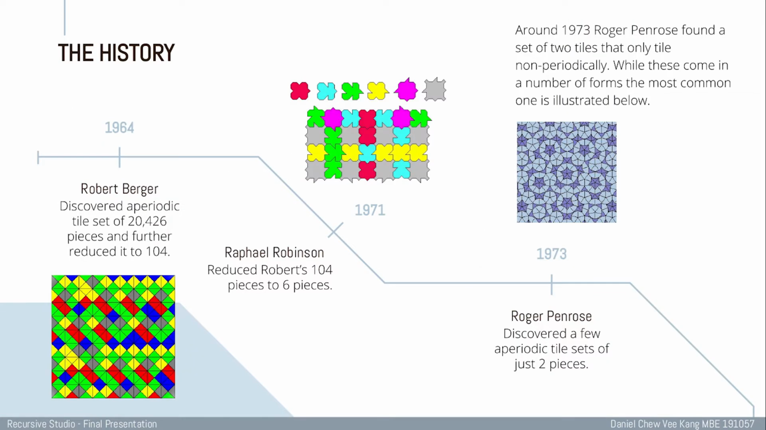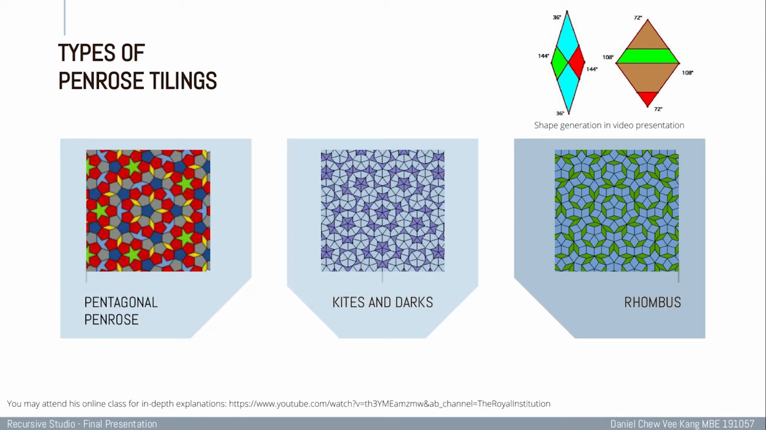This is a brief history in finding an aperiodic tiling with the least number of shapes. The first aperiodic tile set was discovered by Robert Berger and consists of 20,000 pieces. He then reduced it to 104. 7 years later, Raphael Robinson reduced this number to 6 pieces only. 2 years later, Sir Roger Penrose discovered a few aperiodic tile sets of just 2 pieces. These Penrose tilings are called the pentagonal Penrose, the kites and darts, and the rhombus, which I will be using.